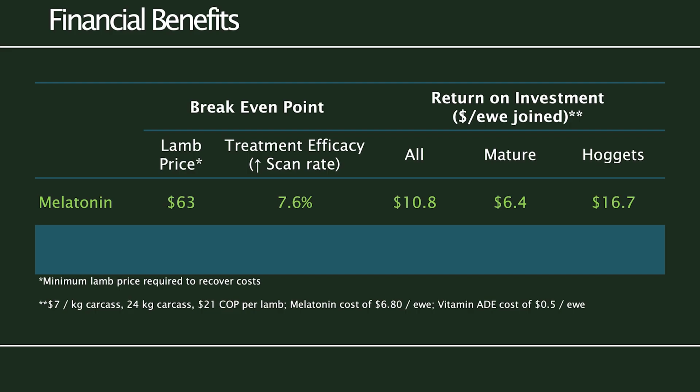And for vitamin A, D, and E, again, the break-even lamb price is lower because A, D, and E costs only 50 cents. Treatment efficacy only has to improve by 0.5% in scanning rate to be beneficial, and your return on investment is about $3 for all ewes, close to $2 for ewes joined and for mature ewes, and about $7 for the hoggets.